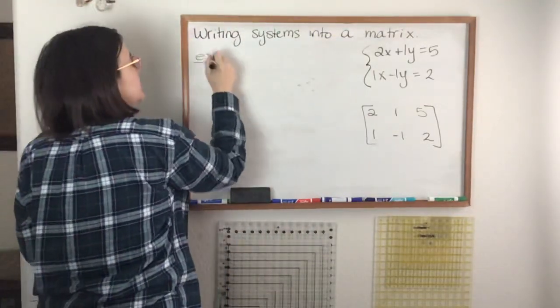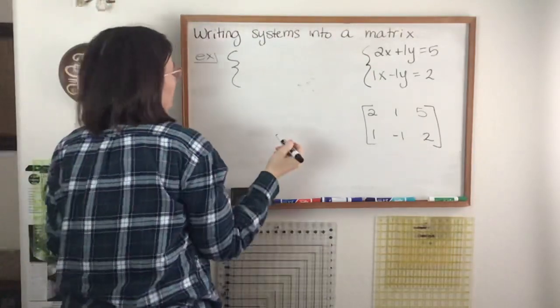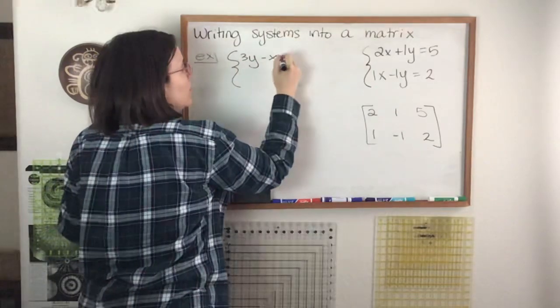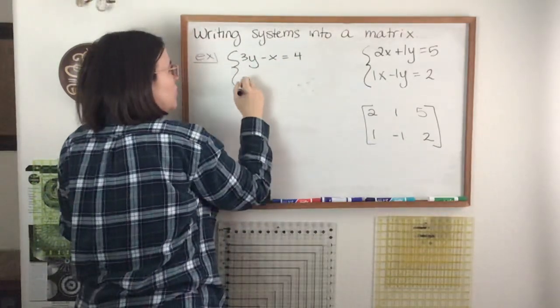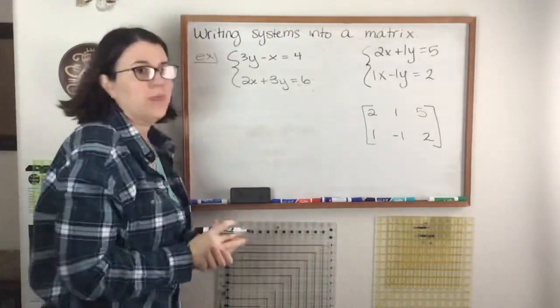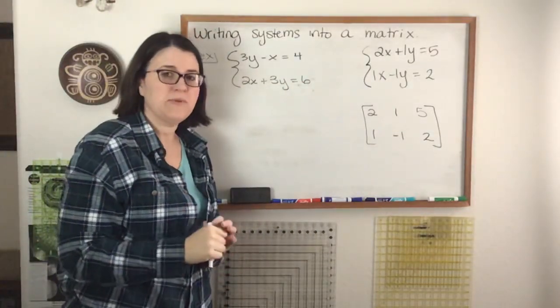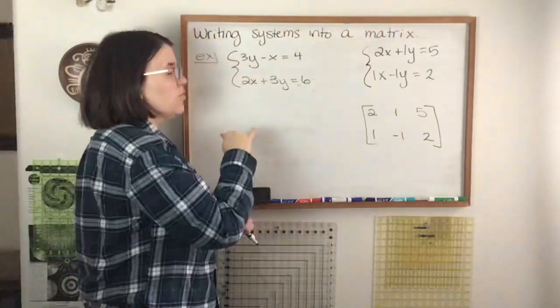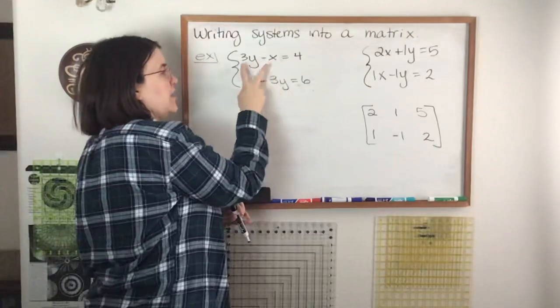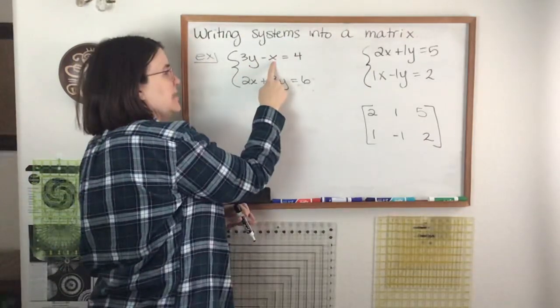So let's see, say I've got something like that. Now, be careful. Sometimes people see this and they're like, oh, right away, I'm going to put this into a matrix. But there's a problem with it. The x and the y are in the wrong locations. Notice the y is first and the x is second.